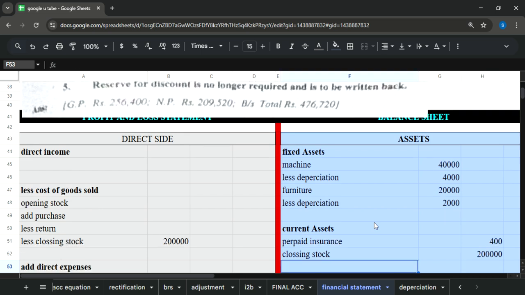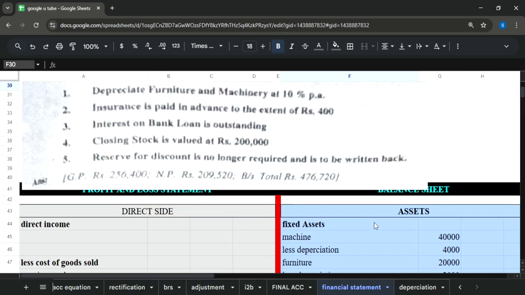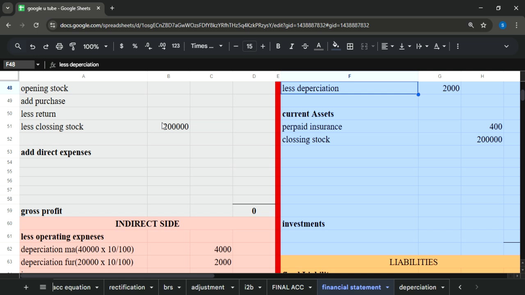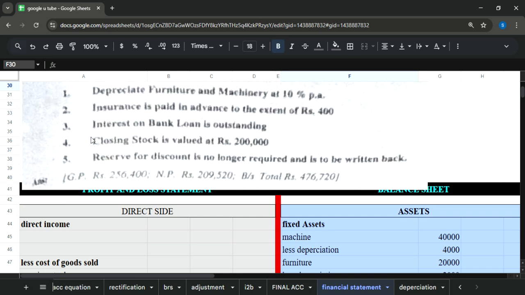Alright guys, we have completed our fourth adjustment, where you have seen closing stock was written on the expense side, that means cost of goods sold side, and then the current asset side. Both effects are completed. Now we are going to proceed to our fifth adjustment.